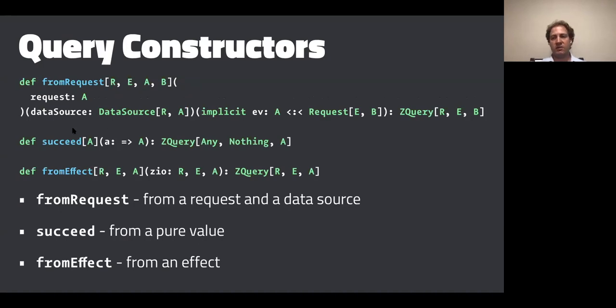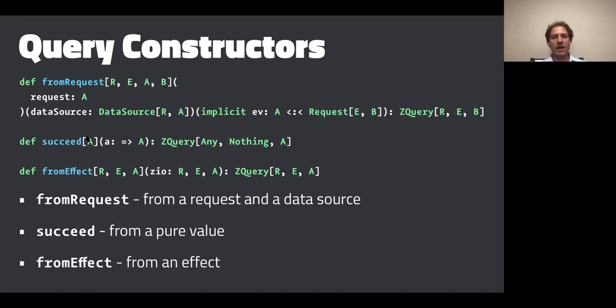And so this from request constructor is what allows us to put these two together. So this says, give me a request of type A, give me a data source that can handle those requests, and that request type has to be a subtype of that request data type we looked at before that tells us it can either fail with an E or succeed with a B. And that's going to give me back a query that will either give me that B or fail with an E. So here we're combining what we want done with how we want it done to build a query that actually knows how to access this data source and return a result for us.